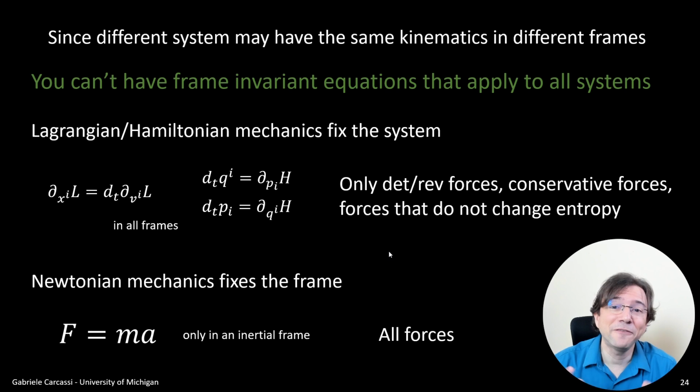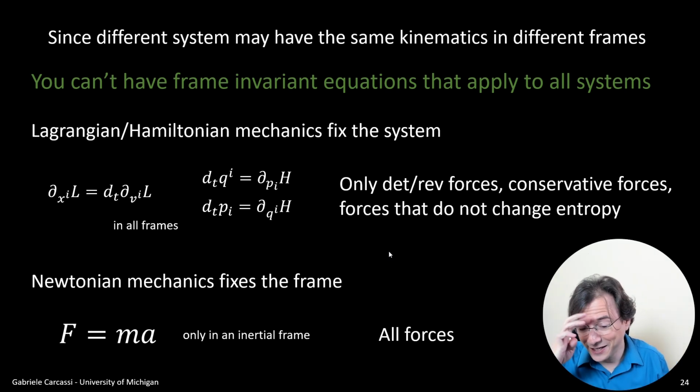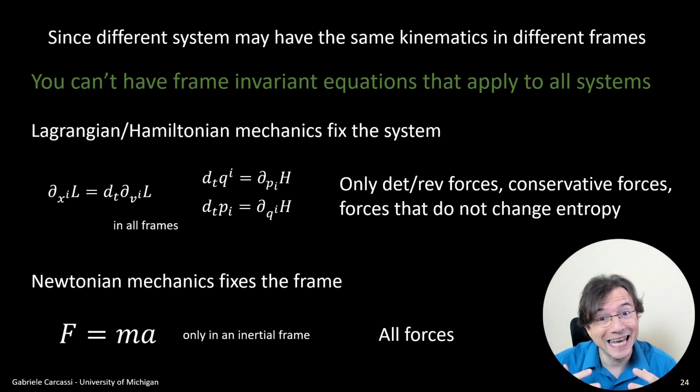And so now, if we step back, you can see that there is a subtle and very big problem. Since different systems may have the same kinematics in different frames, you can't have a frame invariant equation that applies to all systems. It doesn't work. And so, how do the different mechanics solve the problem that you can't just have a frame invariant equation that applies to all systems?